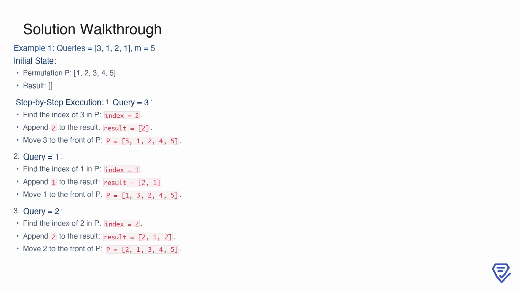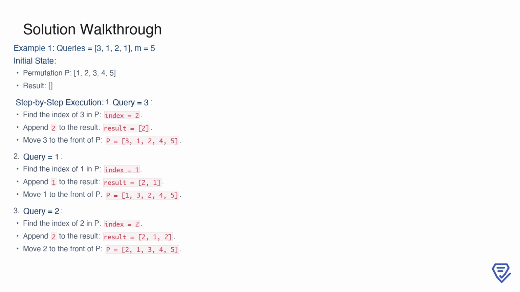Then, we move the value 3 to the front of the permutation, updating P to 3, 1, 2, 4, 5. Next, for the second query, 1, we find its index in P, which is 1. This value is added to the result, resulting in 2, 1.